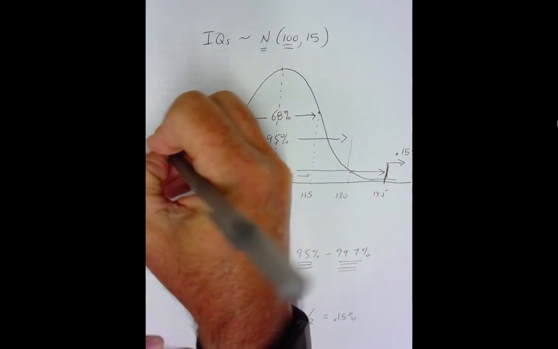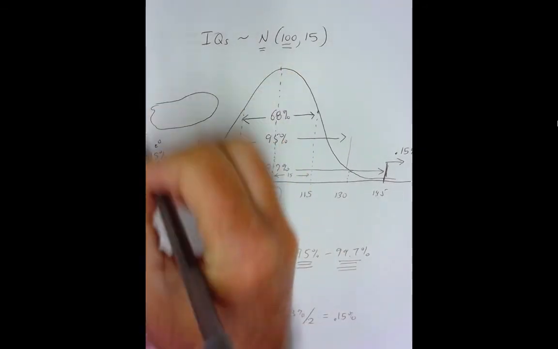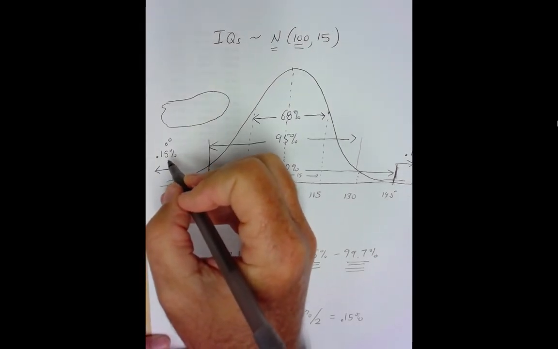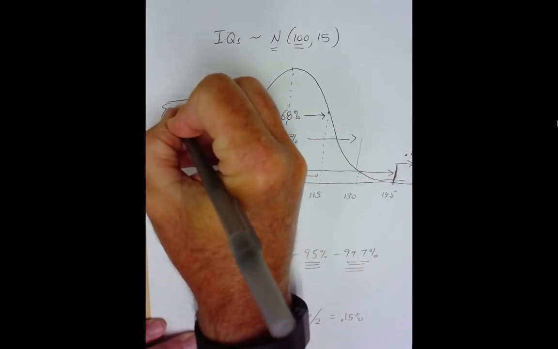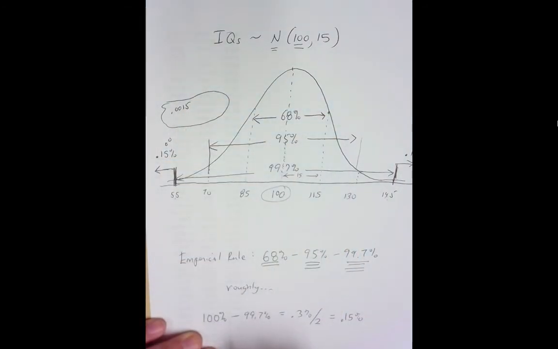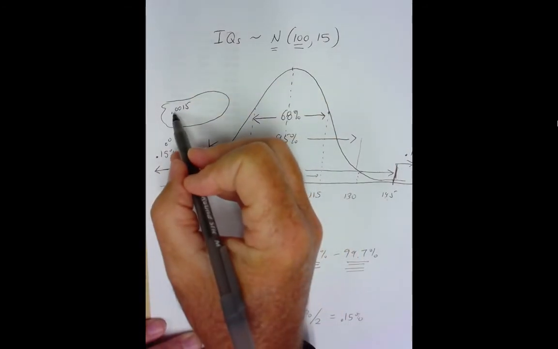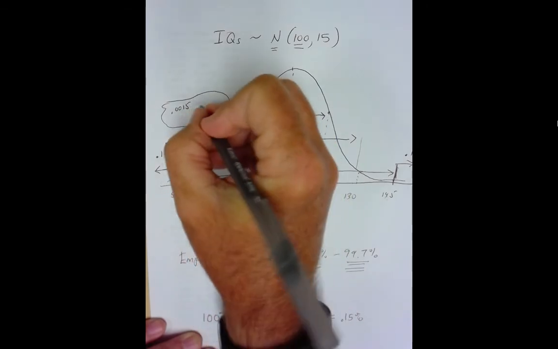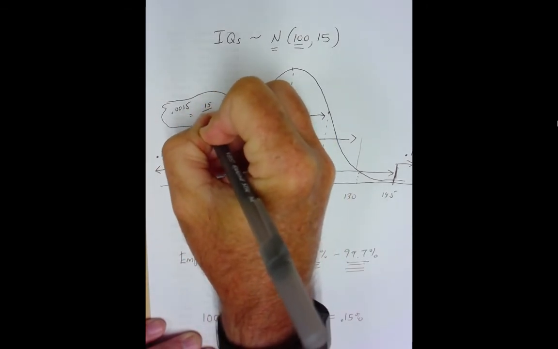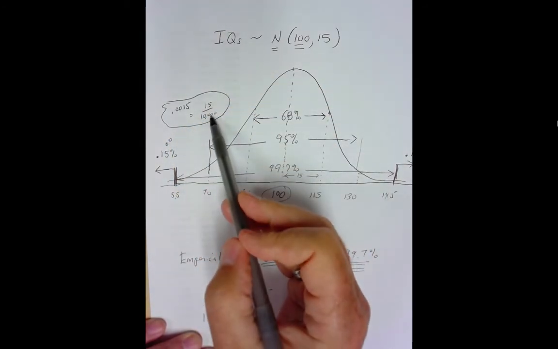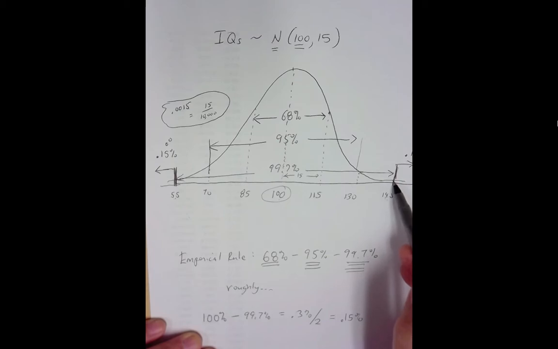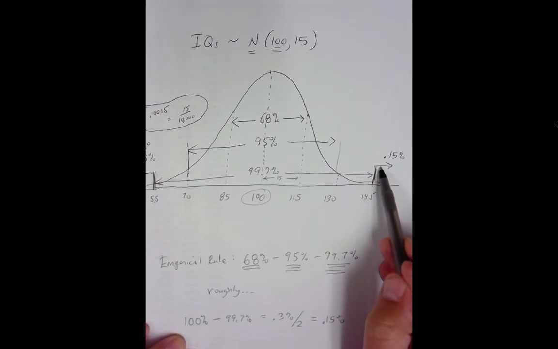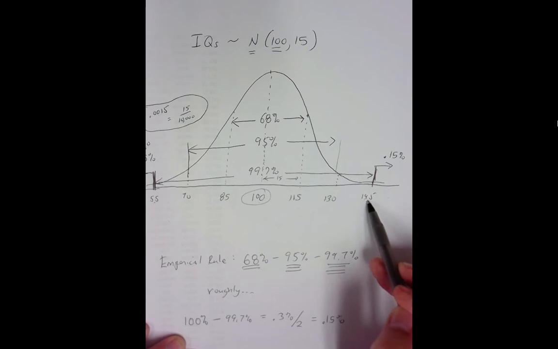Now, guys, in case your understanding of this decimal and percent is a little sketchy, 0.15% as a decimal is 0.0015. So this is tenths, hundredths, thousandths, 10,000ths. So only about 15 out of every 10,000 people has an IQ below 55. Only about 15 out of every 10,000 people has an IQ above 145.